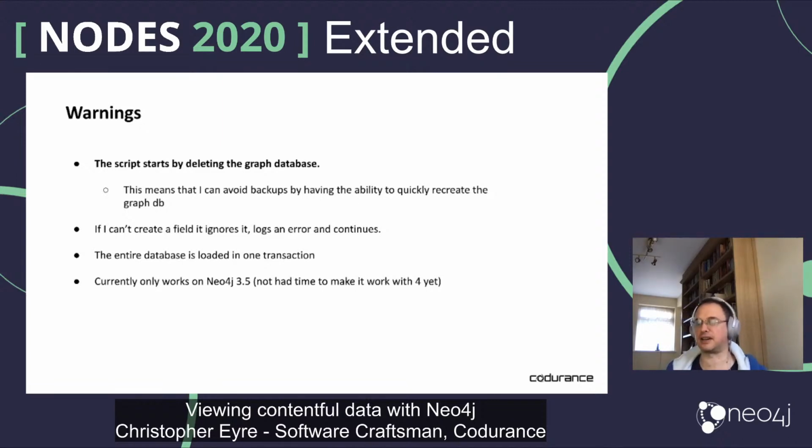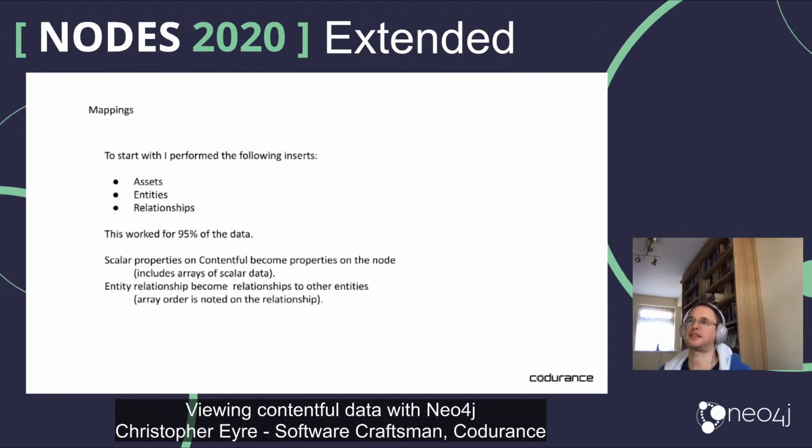Another optimization that I haven't made, because I haven't found a big enough Contentful space that's going to make this take too long to run, is that the entire database is loaded in one transaction, which can take a while on bigger systems. And a thing I found out last week when I was trying to test this utility is that it only works on Neo4j 3.5. During the conference 2 weeks ago, I mistakenly installed Neo4j 4 and wondered why my system broke. I haven't had time to fix it yet, but at some point I will.